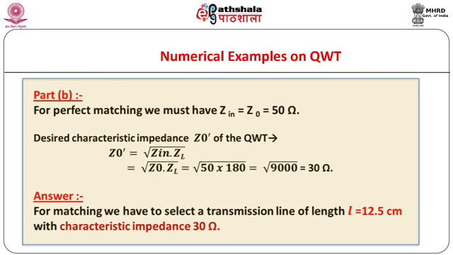For perfect matching, we must have Zin equal to Z0 equal to 50 ohm. Hence, the desired characteristic impedance Z0 dash of the QWT can be obtained as Z0 dash equal to 30 ohm. Thus, for matching, we have to select a transmission line of length 12.5 centimeter with characteristic impedance 30 ohm. Any deviation from these values will give rise to a return loss, mismatch loss and insertion loss to some extent.